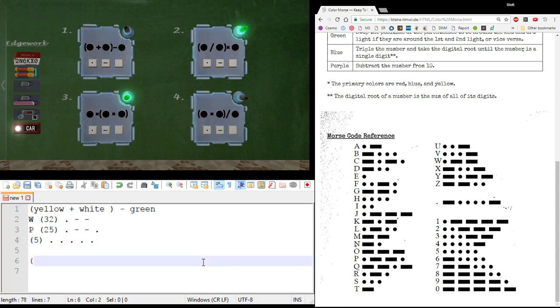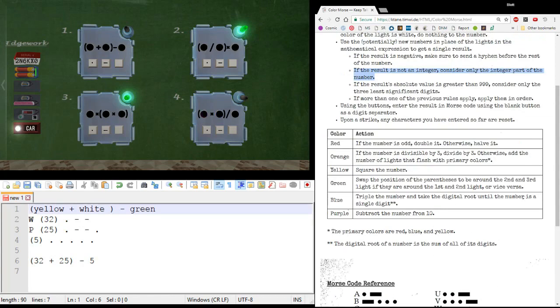That gives us 32 plus 25 minus 5. We go through the steps. Yellow, what do we do with yellow? Square the number. So we're gonna square 32. 32 is 2, 4, 18, 32, so 6, 4, 1, 28, 2, 56, 5, 12. We square 32 and we get 1024.